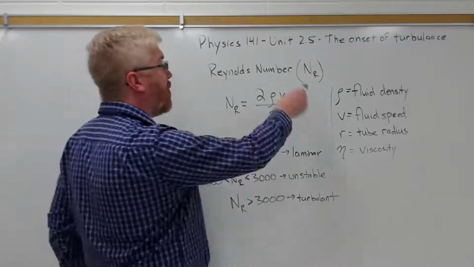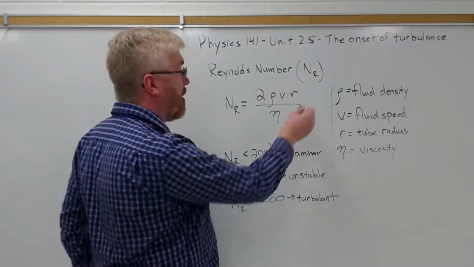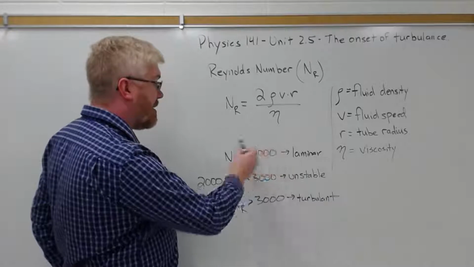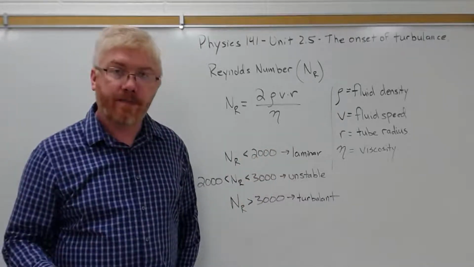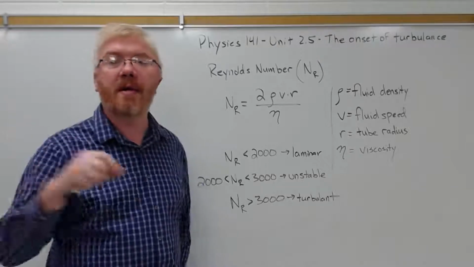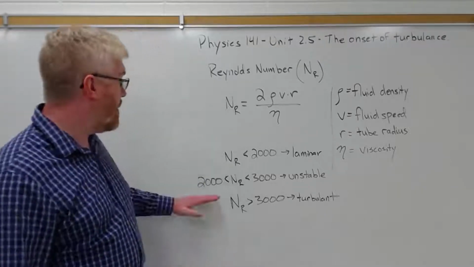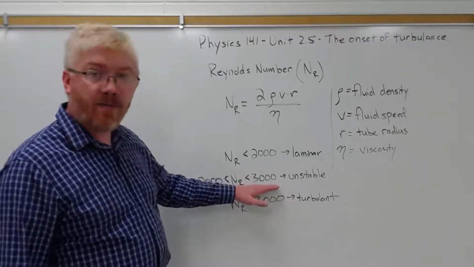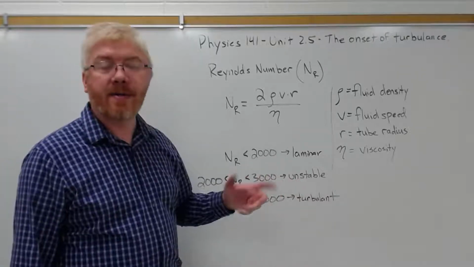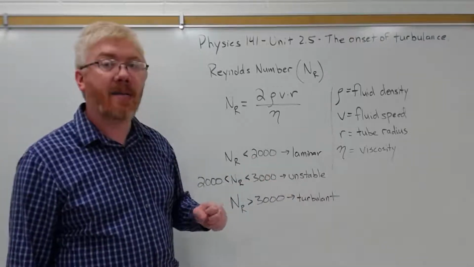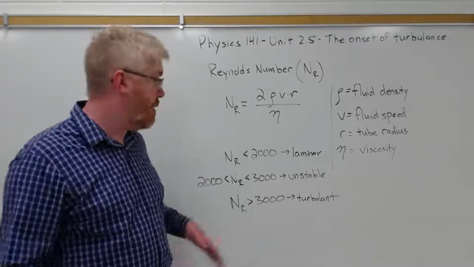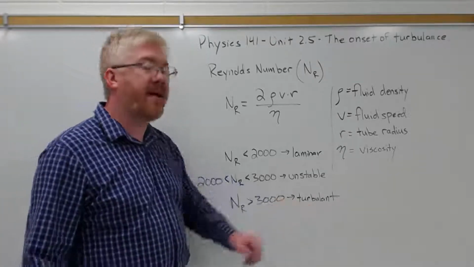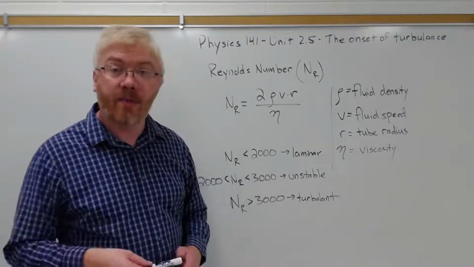If you calculate the Reynolds number for a fluid flowing through a pipe of radius r, and it's less than 2,000, you're going to have a laminar flow. The flow is going to be smooth. Between 2,000 and 3,000 Reynolds number, it's going to be unstable. It's going to bounce between turbulent and laminar. You might get turbulent flow for a while, and then it becomes laminar, then becomes turbulent again. And then a Reynolds number over 3,000, it's a turbulent flow.